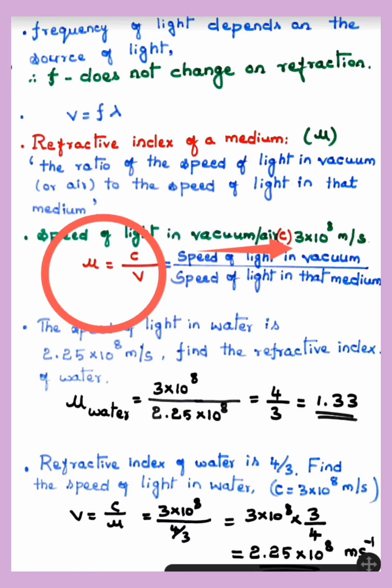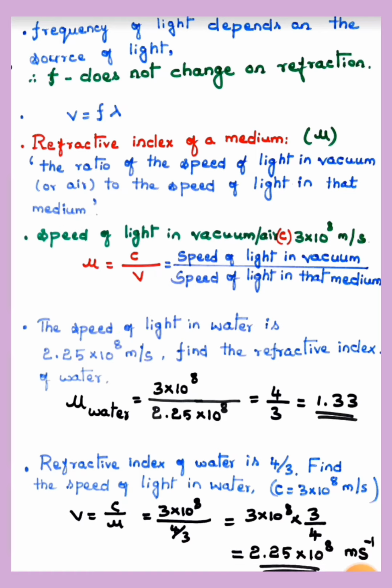So the speed of light in that medium, whatever medium we consider, either air or water. But the speed of light in vacuum, we know the value. How much is it? 3 into 10 to the power of 8 meters per second.